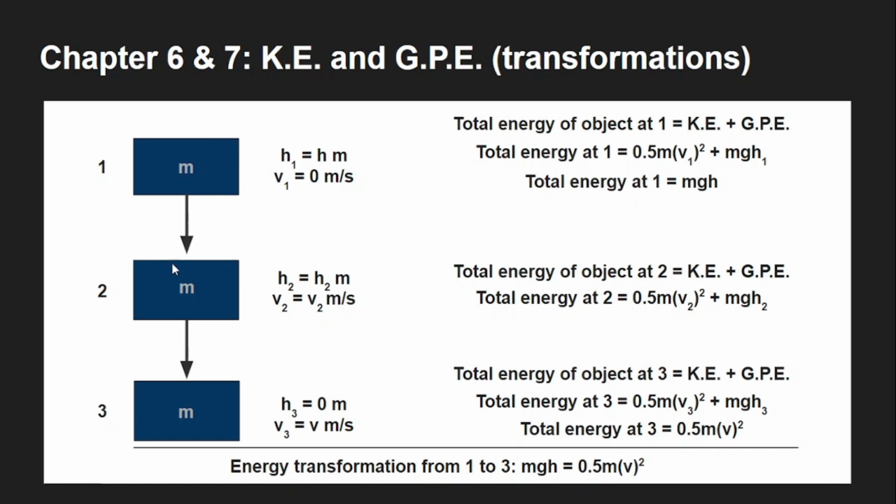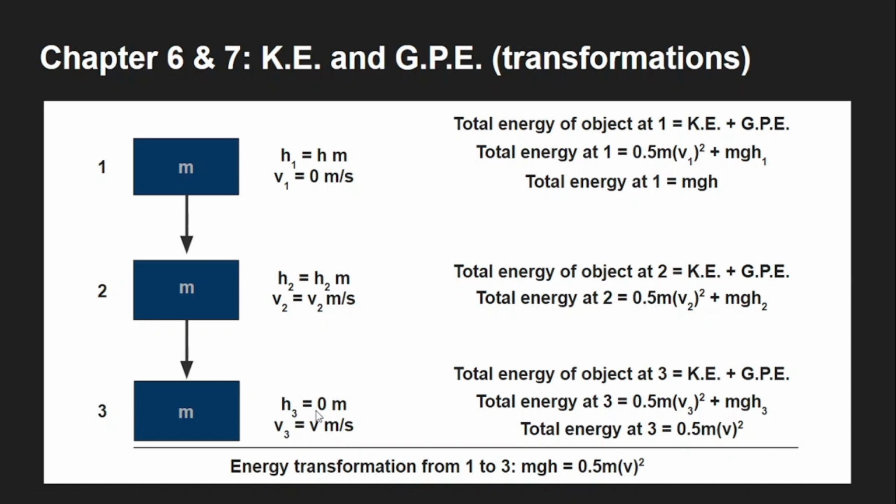And then we have an intermediate point somewhere during its fall called point 2, where its height is h2, and its velocity v2 is v2 meters per second. And then we've got a third point where the object has hit the ground, so it's got no height, and its velocity v3 is equal to v meters per second. So that's its maximum velocity right before it strikes the ground.